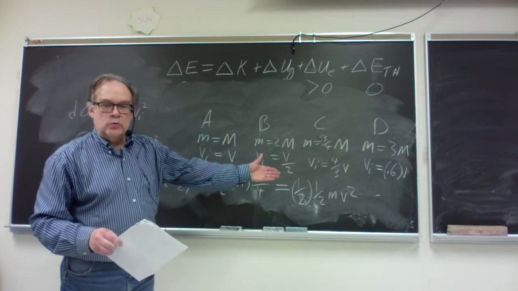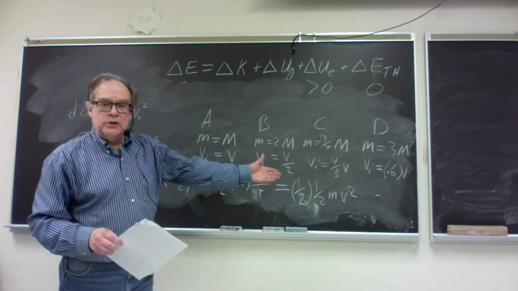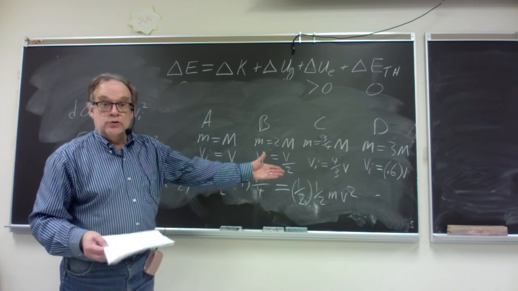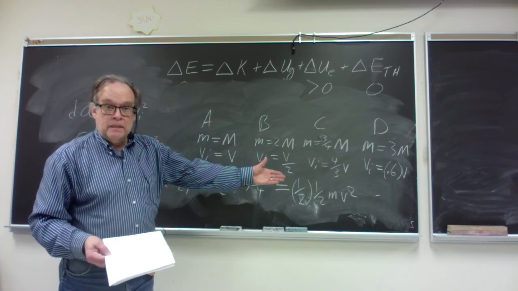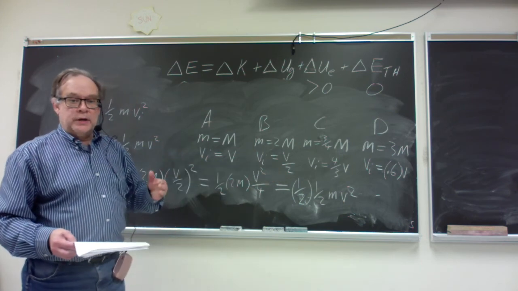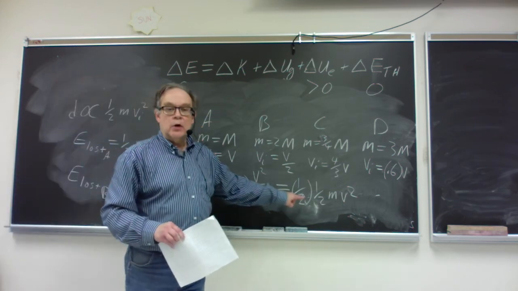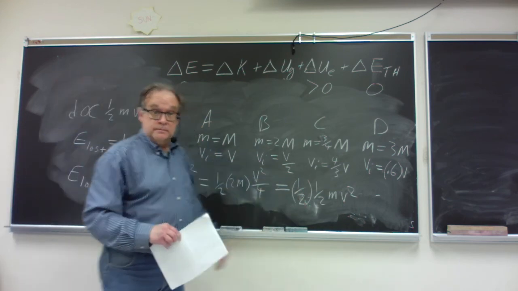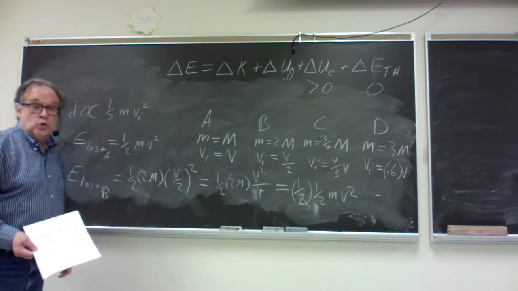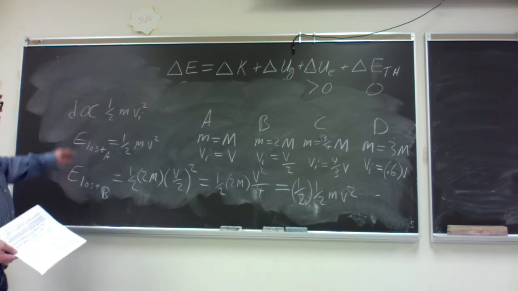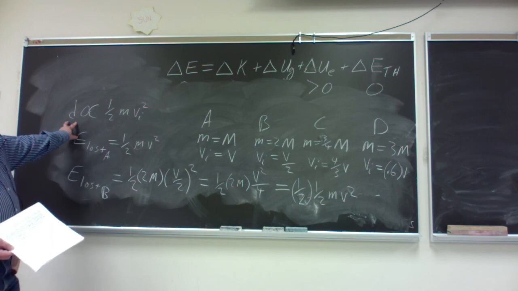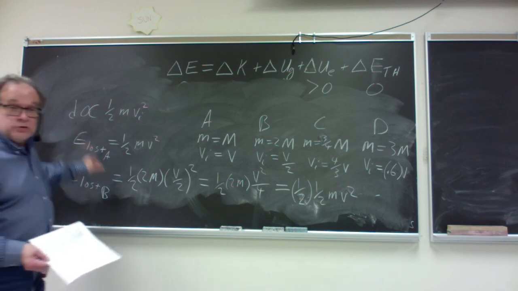1/2 mv squared was just the initial kinetic energy, or the energy lost by car A. The work done on car A got rid of that much energy. The work done on car B got rid of only half as much energy. So only half as much work done on B. So the stopping distance for B was only half as large.